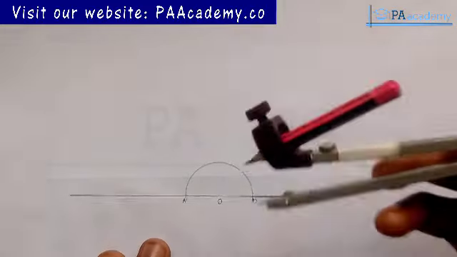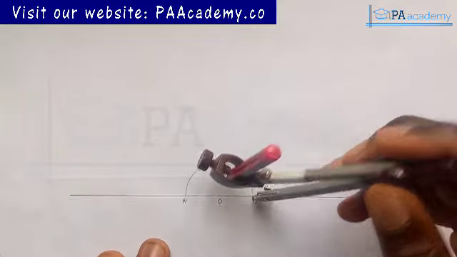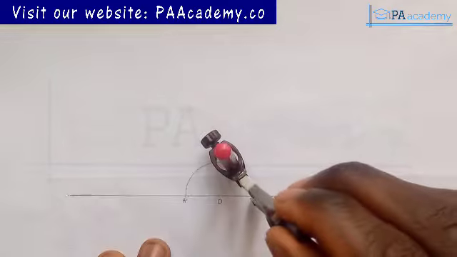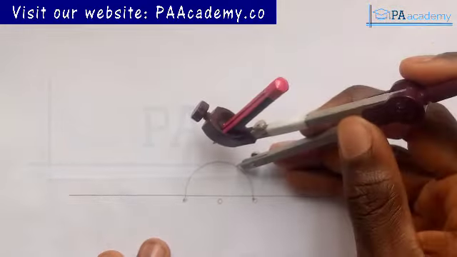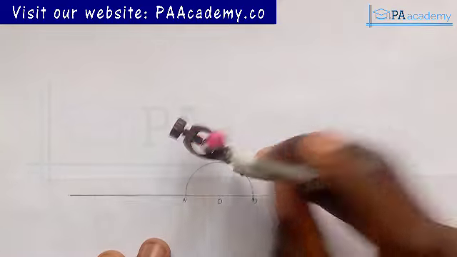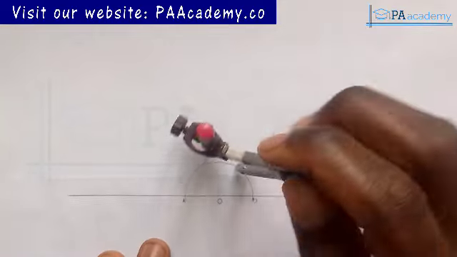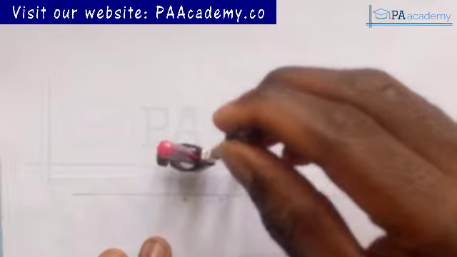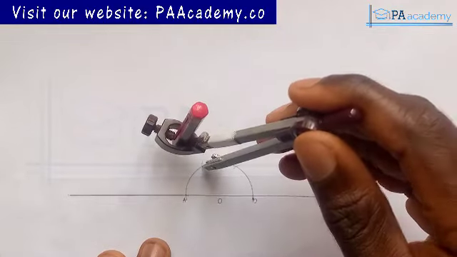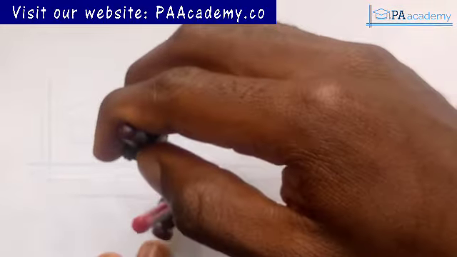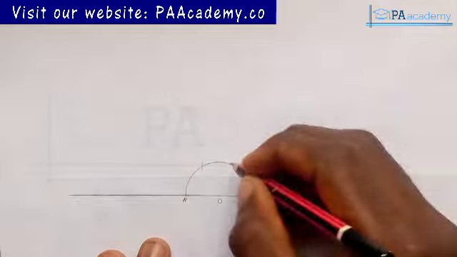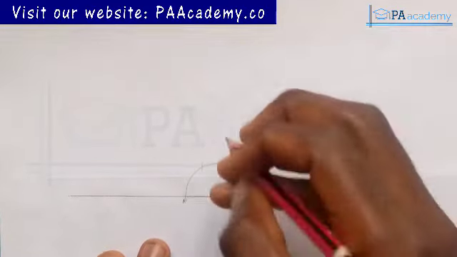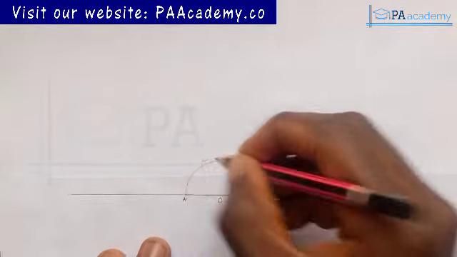Now with the same length used in drawing the semicircle, you place it on point B and draw an arc. You can see where the arc is touching the semicircle. You place the compass there, and then you draw another arc. Just to confirm, the next one should be touching point A. Alright, so let me call this point D, and let me call this point C.